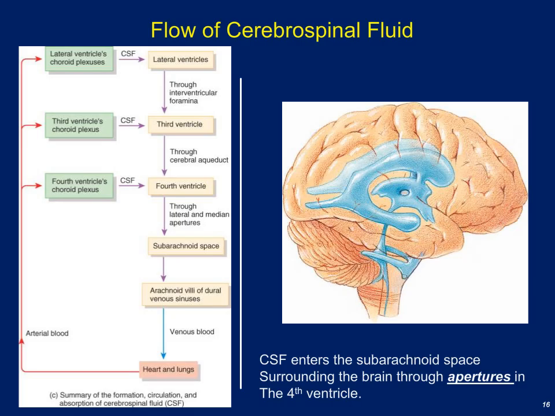So this slide just shows the flow of cerebral spinal fluid from the lateral ventricles where it's created into the subarachnoid space. So the fluid's created in the lateral ventricles, it moves downward into the third ventricle, and then the fourth ventricle, and finally it enters the subarachnoid space via the lateral and median apertures. Once in the subarachnoid space, it circulates, and arachnoid villi of the dura mater will reabsorb the cerebral spinal fluid and eventually put the excess back into the bloodstream.